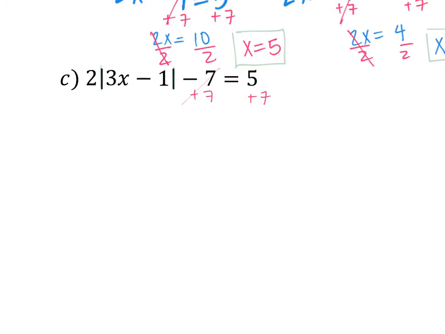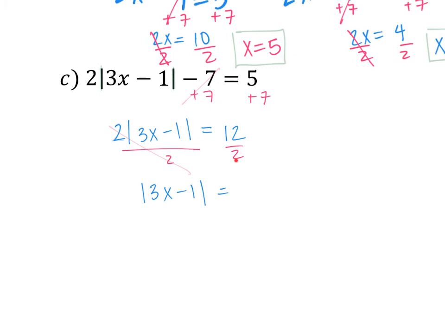So that will cancel. 2, I keep grabbing the highlighter, 3x minus 1 drops down. The 7 already is gone. And on this side here, 5 plus 7 is 12. Now, I still need to get rid of the 2, so now I can do that. So I'm going to divide off the 2. So that would cancel. So now I have the absolute value function.